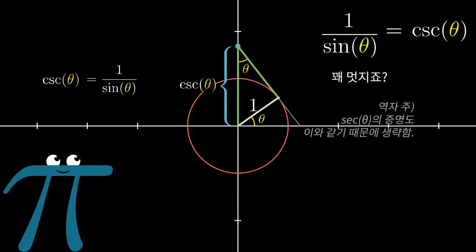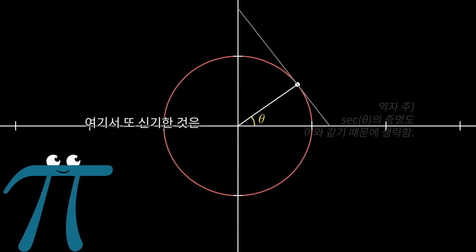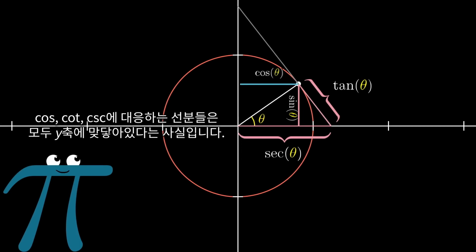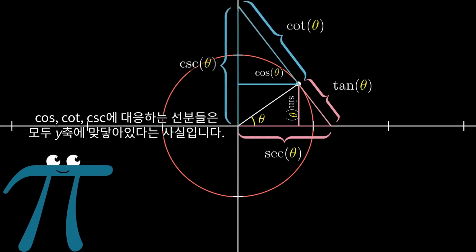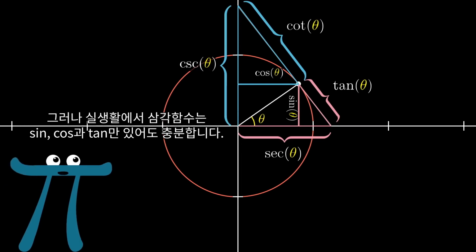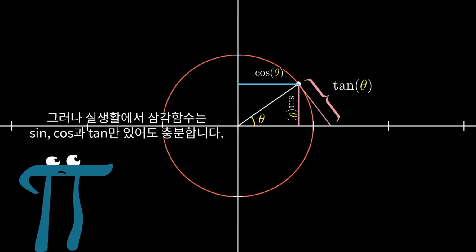Kinda cool, right? It's also kind of nice that sine, tangent, and secant all correspond to lengths of lines that somehow go to the x-axis, and then the corresponding cosine, cotangent, and cosecant are all then lengths of lines going to the corresponding spots on the y-axis. And on a diagram like this, it might be pleasing that all 6 of these are separately named functions. But in any practical use of trigonometry, you can get by just using sine, cosine, and tangent.